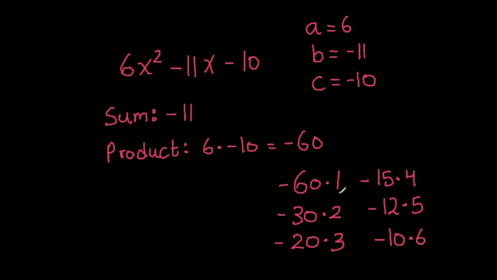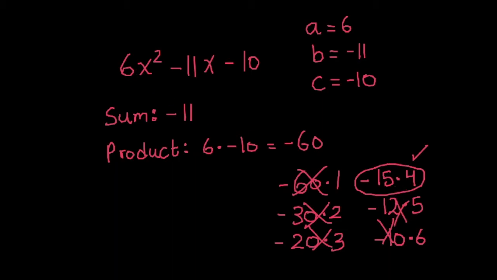So which one of these sets has numbers that add up to negative 11? Well, negative 60 plus 1 is not it. Negative 15 plus 4 is perfect. Those two numbers add up to negative 11. So that is what I'm looking for here. I could consider all the other sets, but I know that they won't add up to negative 11. So I'm just going to cancel them. These are the two numbers I'm looking for.